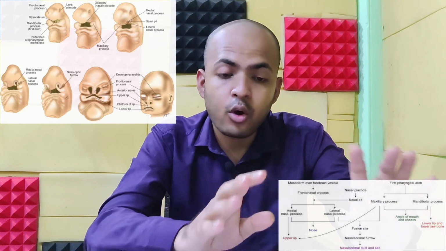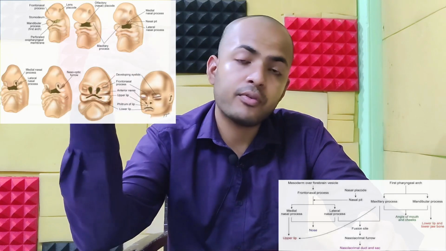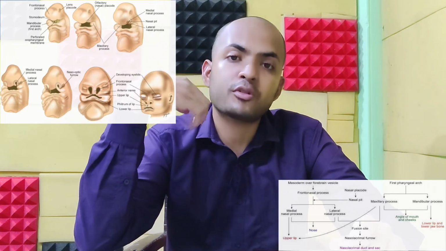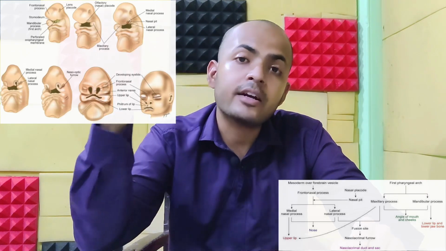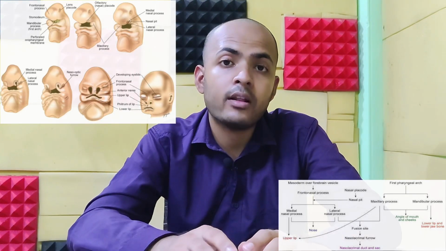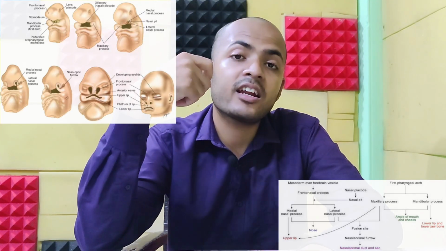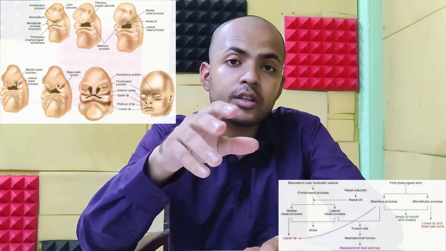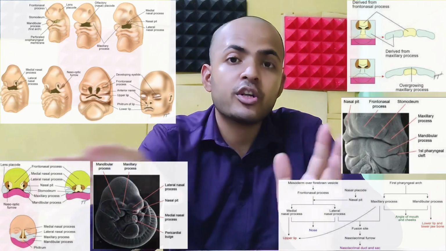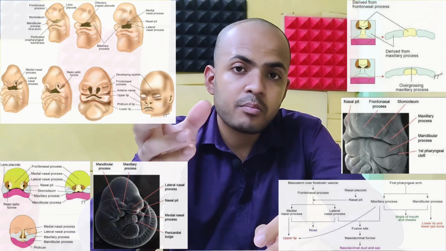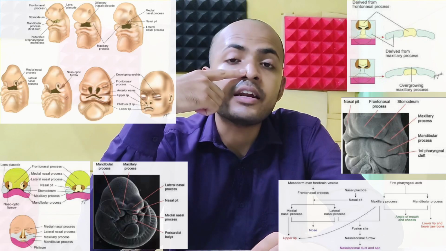Now while all this happens, the maxillary process also starts developing and fuses with the medial nasal process, and within a few weeks it fuses with the lateral nasal process also. While this maxillary process merges with the medial and lateral nasal processes, it gradually separates the nasal pit from the stomodeum. Now this separated nasal pit gradually forms the anterior nasal nares.